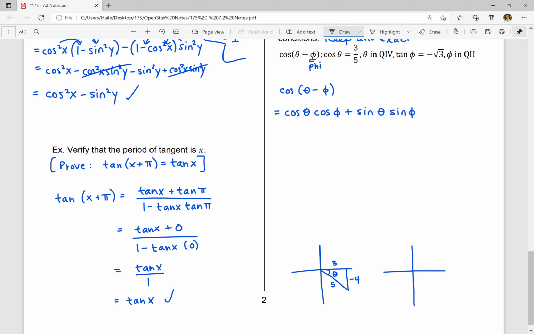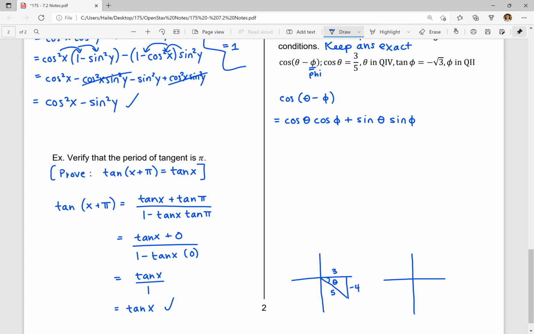Now we need to get our triangle for phi. For phi, we're given that phi is in quadrant 2. So I'm going to draw my triangle in quadrant 2 and label that angle phi. And then we're told that the tangent is equal to negative root 3. Tangent is opposite over adjacent, so you can think of negative root 3 as negative root 3 over 1. So I know that my opposite side is going to be root 3, and my adjacent side is going to be 1.